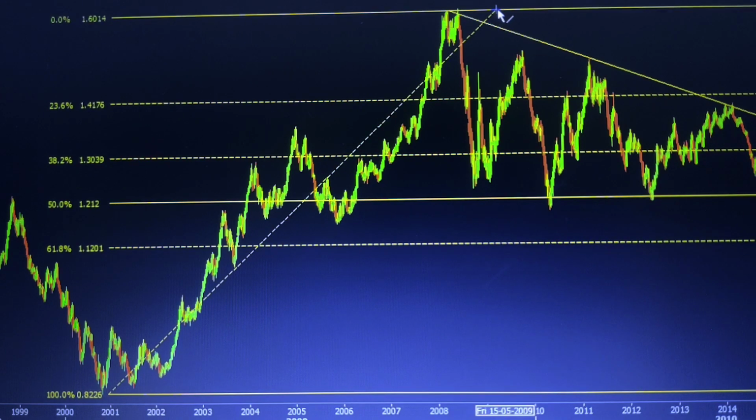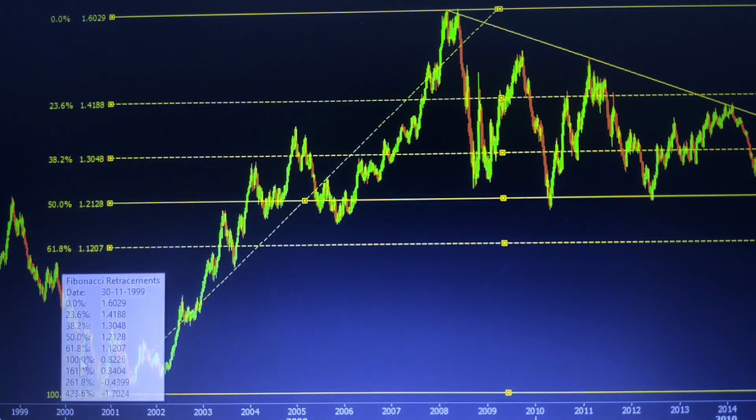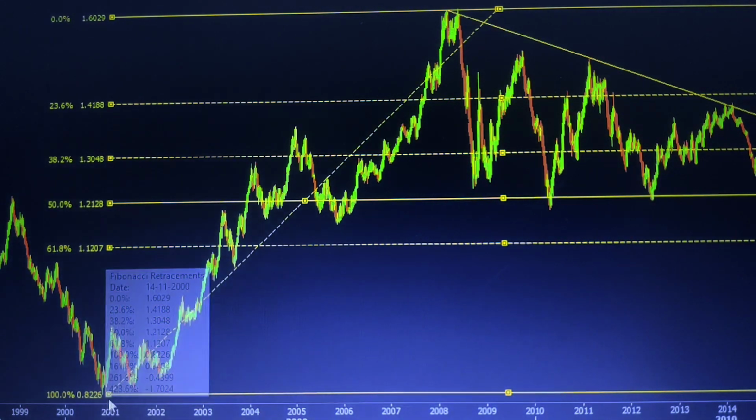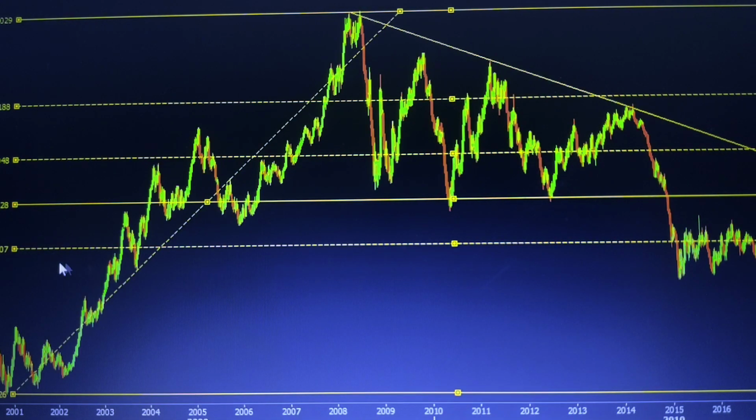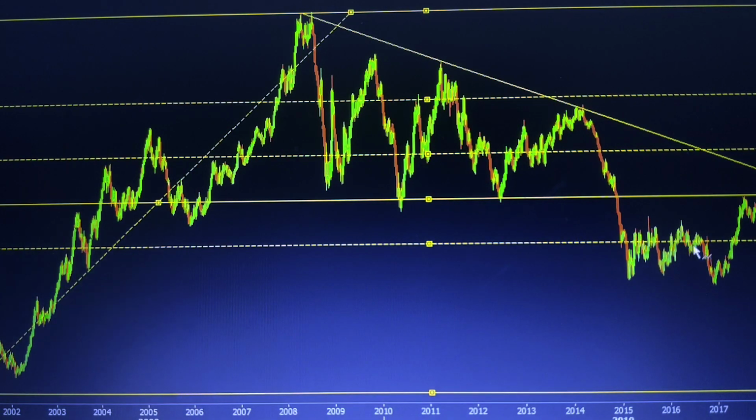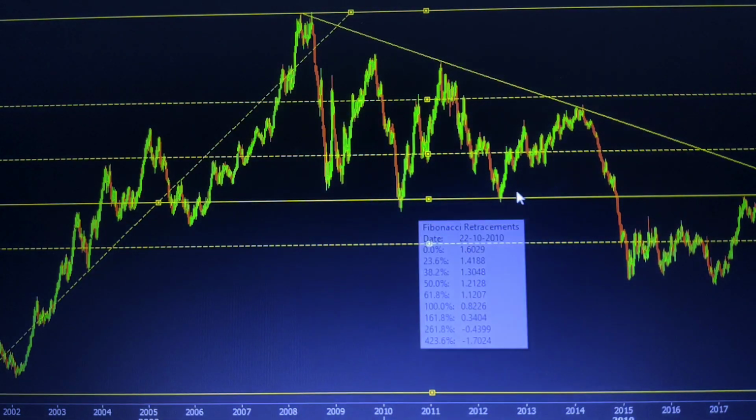So in an uptrend, for finding out the price correction or price reversal, we draw from low to high. We drew from here to here, and we got these levels: 23.6, 38.2, 50% and 61.8%. From 0.8226 to 1.6029, the high, we can see the reversal happen. It touched 23.6, broke it, then came back to 50%. Near 50% there is some kind of support; you can see a supporter here, here, and here.